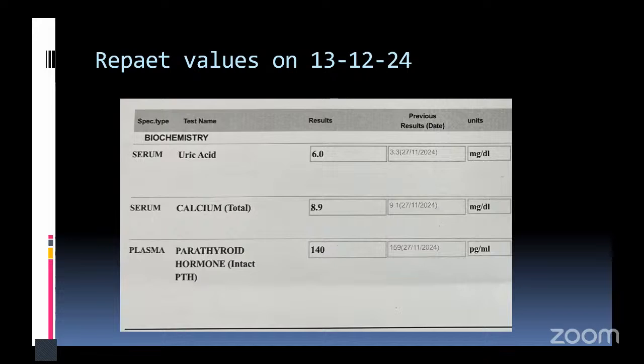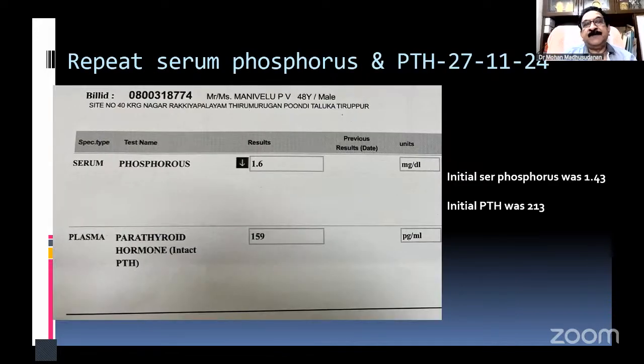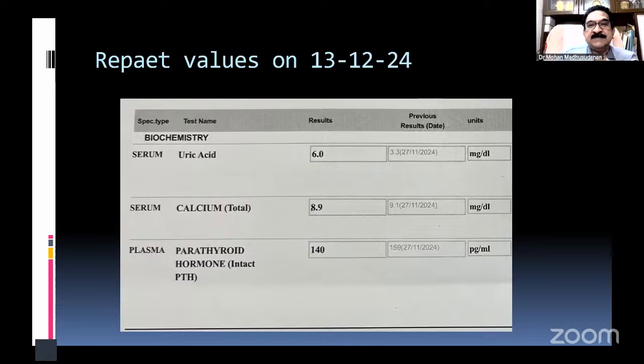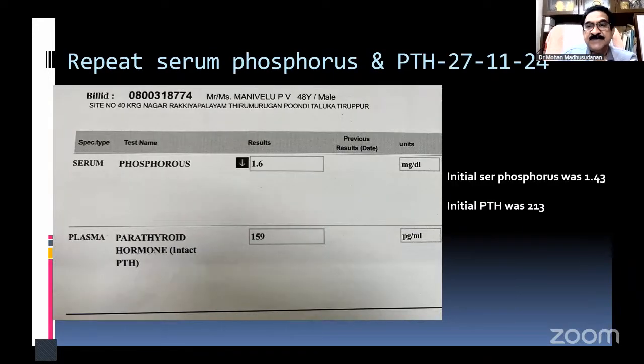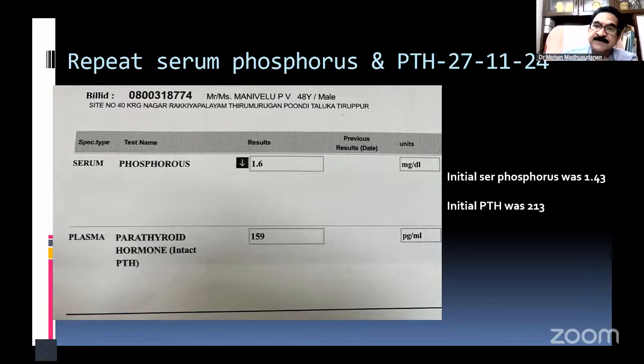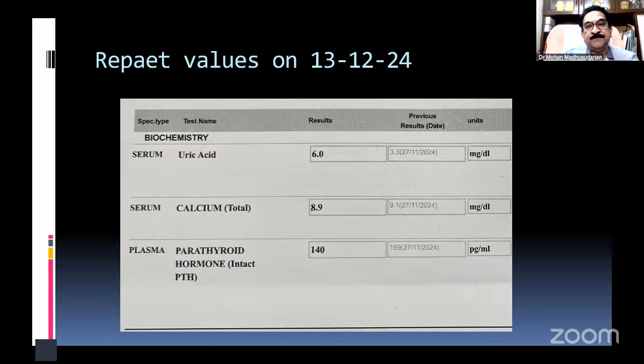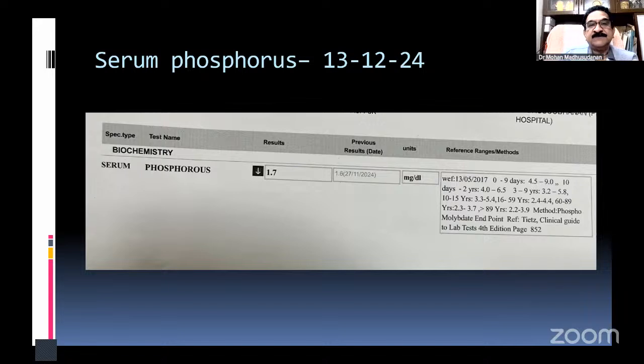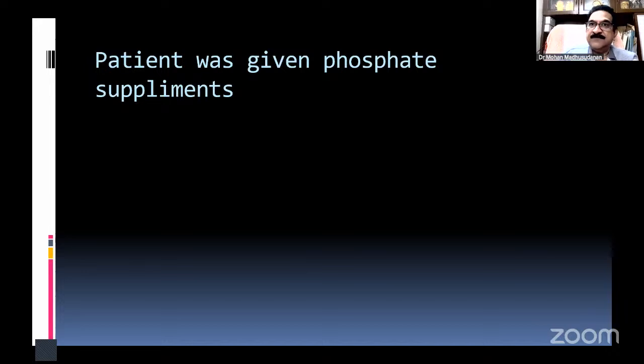Wasn't he given phosphate supplements? No, not at this time. No, he was, at this time. He was given it the second time. And after this, he was given phosphorus. So this is 3. The initial was on 27/11, and another value was done on 13/12. At that time, he was given phosphorus on 27/11. Then he was put on phosphorus also. Then the parathormone remained 140 and serum phosphorus is 1.7. So the patient was given phosphate supplements.